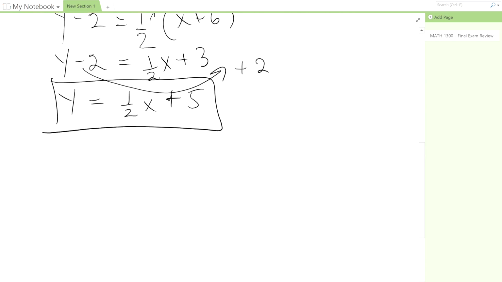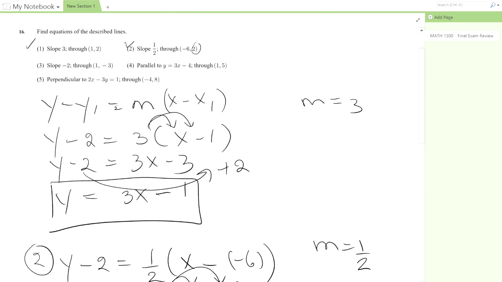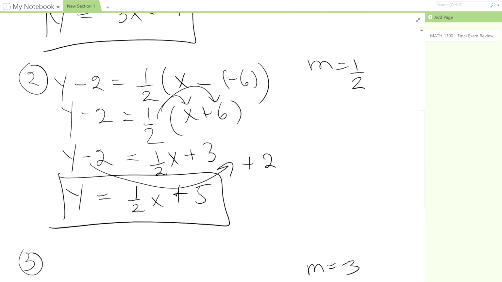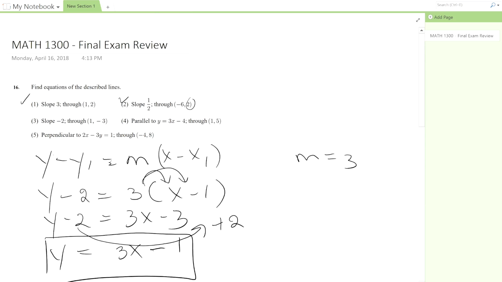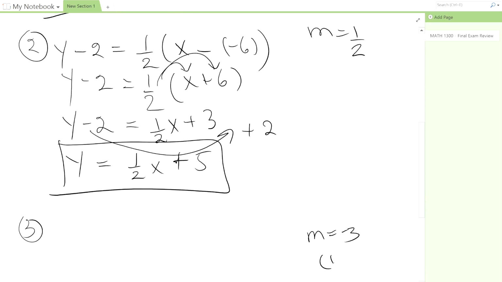Let me go ahead and transfer everything down here. My m is negative 2 and my point was 1 and negative 3. Let's see here. 1 and negative 3. And that slope was negative 2.